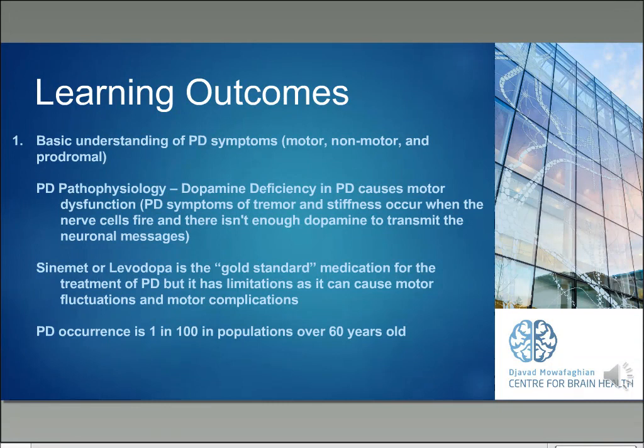So that's pretty much our presentation today, and just to wrap up and consolidate some of the information that we've shared with you today, because we know it's a lot, we'd like to go through some of our learning outcomes now. We started with describing PD symptoms, and then we covered pathophysiology, with the most important point being that motor dysfunction in PD is seen due to dopamine deficiency. Currently, Sinemet, or levodopa, is given as treatment, but it does have its limitations. And in terms of prevalence of PD, it's found in 1% of adults over the age of 60.